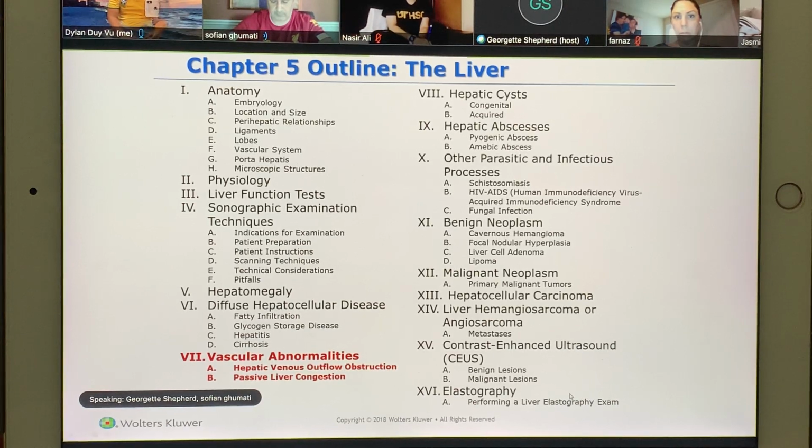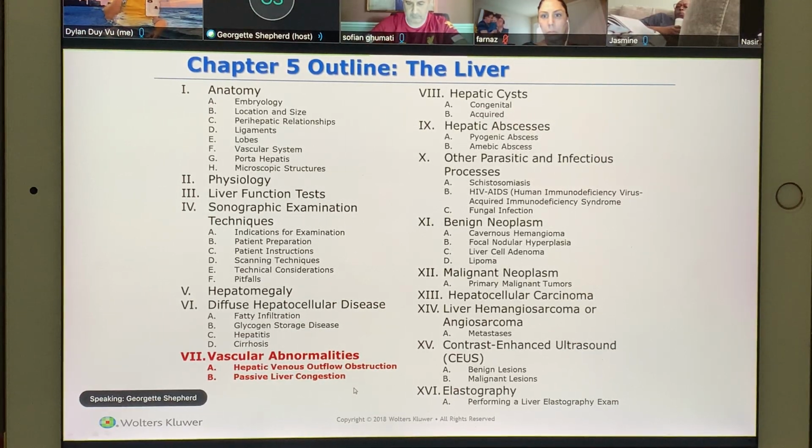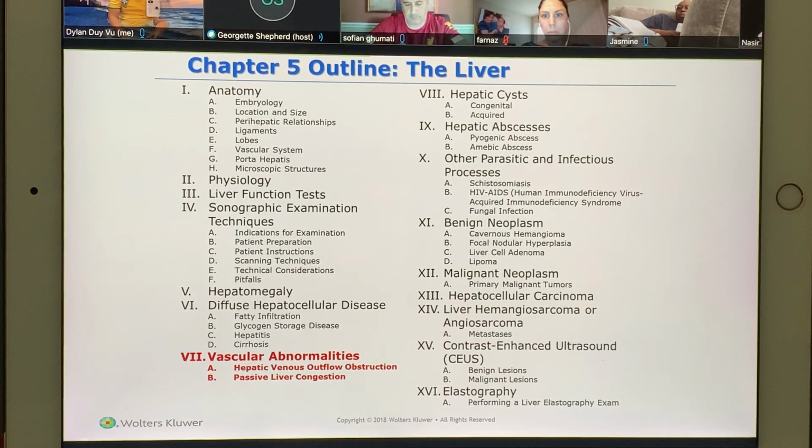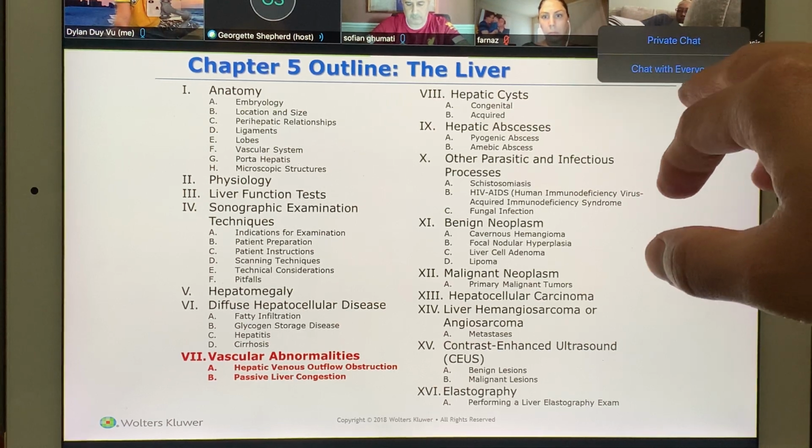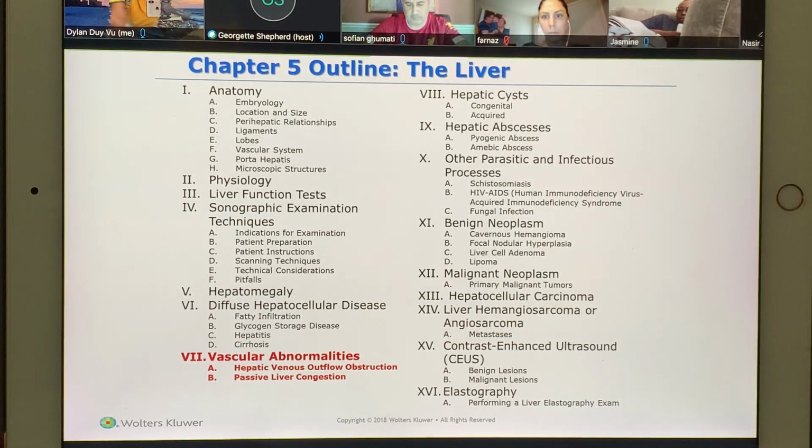Today we're going to talk about vascular venous outflow obstruction, passive liver congestion, hepatic cysts, whether they are congenital or acquired, and abscess.